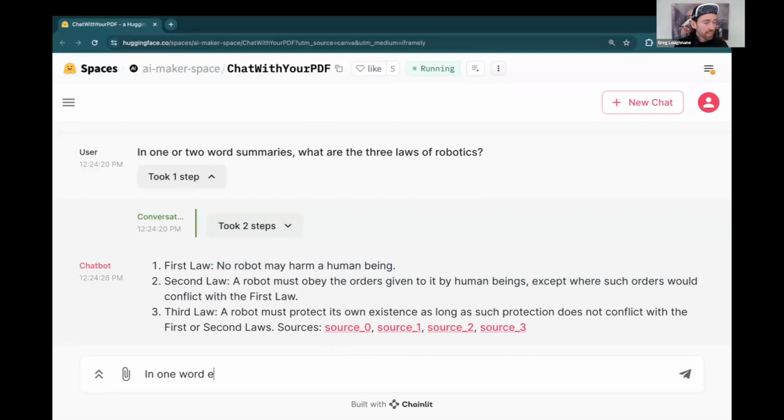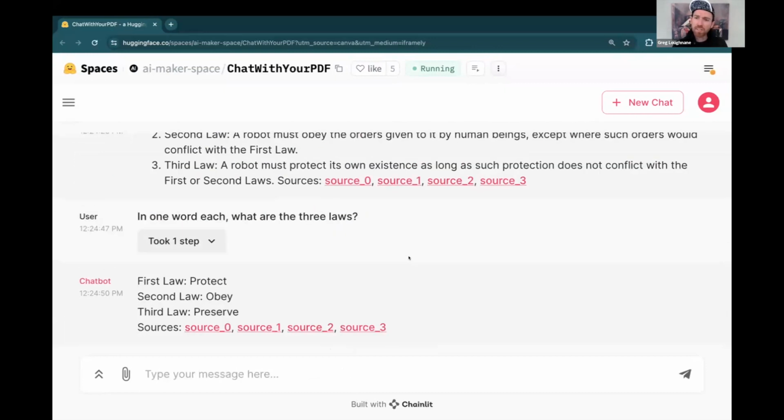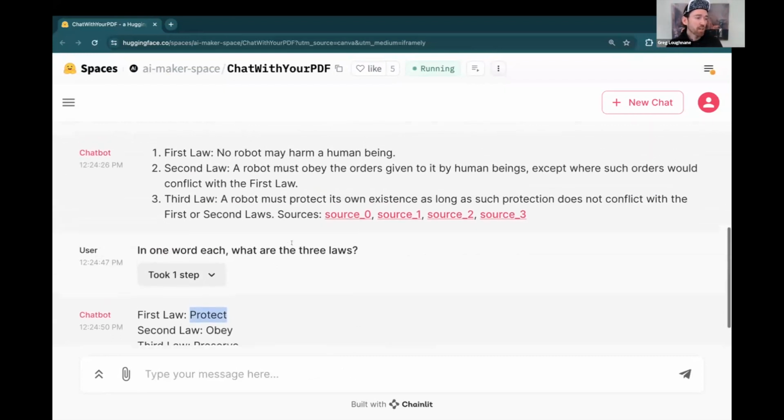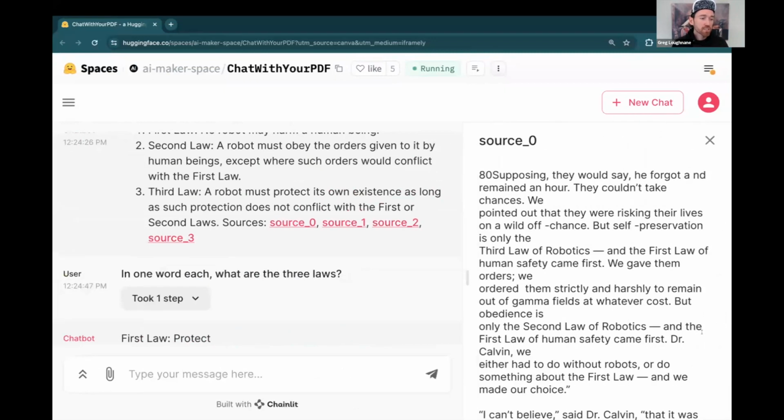In 1 word each, what are the 3 laws? And we can sort of engage with this thing and, based on our input and the retrieved documents and information, we can get some really interesting outputs, right? First law, protect. Second law, obey. Third law, preserve. Let's look at the source material here.